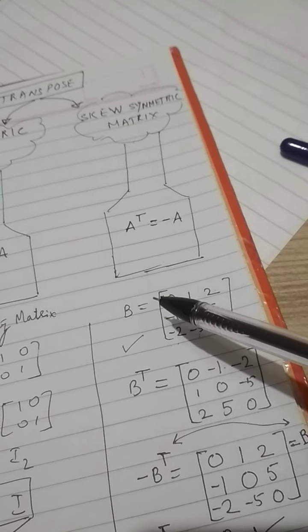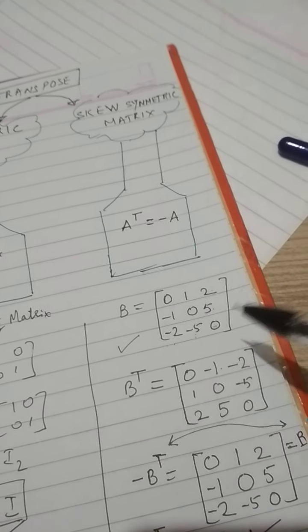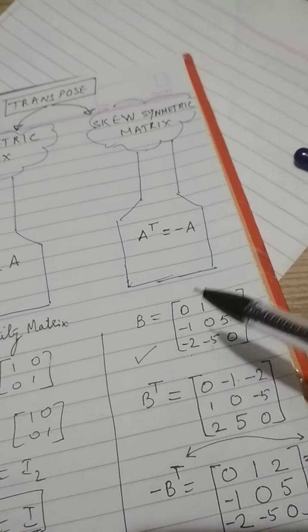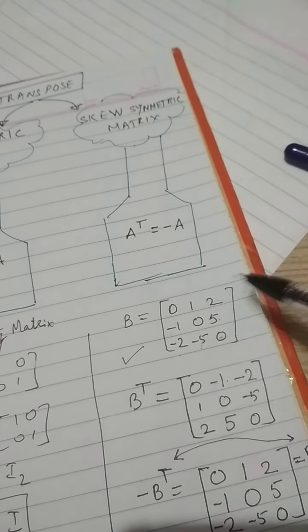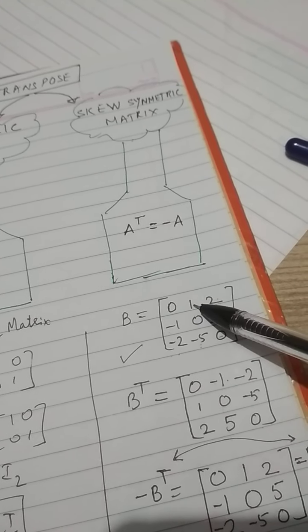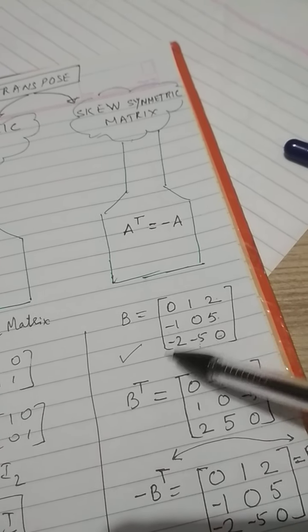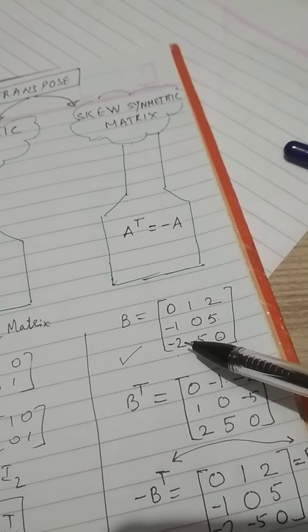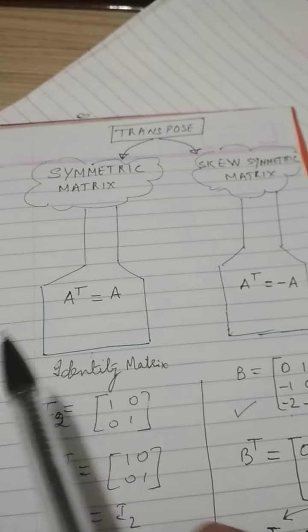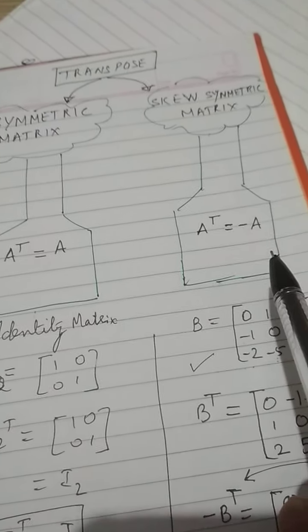So first, in a skew symmetric matrix, all diagonal elements are 0 and there is an anti-symmetry: the elements about the diagonal are anti-symmetrically placed. If it is a positive element, the corresponding one will be a negative element. The oppositely signed elements are placed across the diagonal. This is the basic difference between symmetric and skew symmetric matrix.